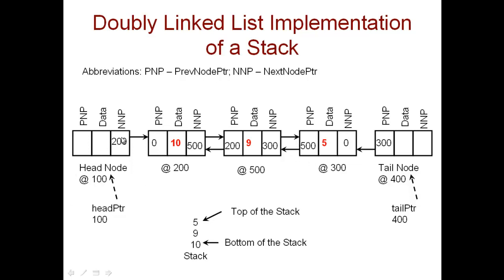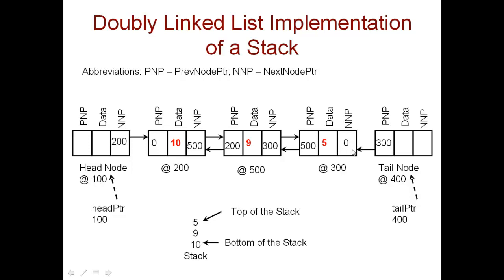So from the head node, we can reach this node. We need the address of the next data node to the head node, which is 200. So that's what is stored in the next node pointer. From this data node, we can reach this node at address 500. So the next node pointer will be 500. And then from here, we can reach this node at address 300. So the next node pointer is 300. And then this is the last data node in the forward direction. There's no data node following this node. So the next node pointer is set to null.